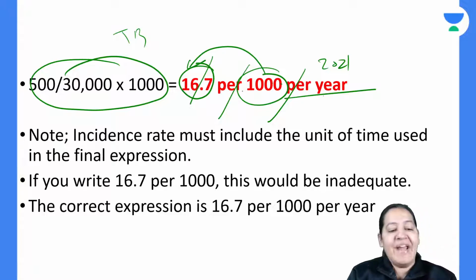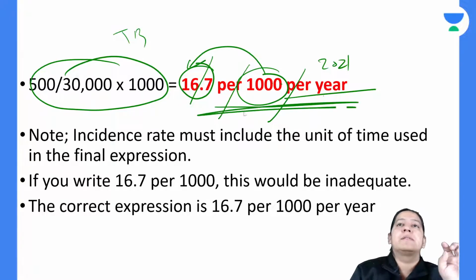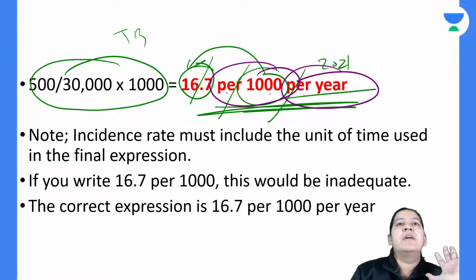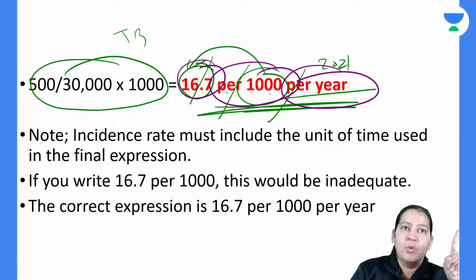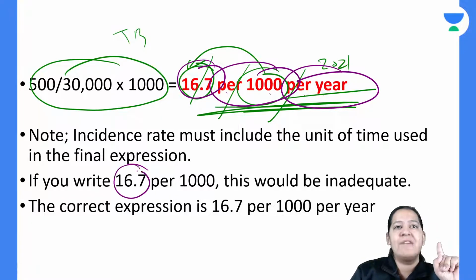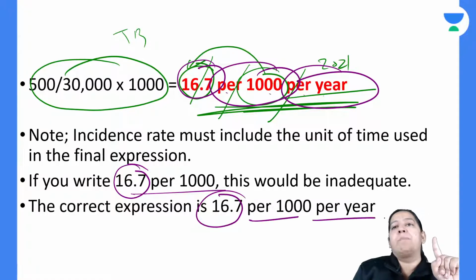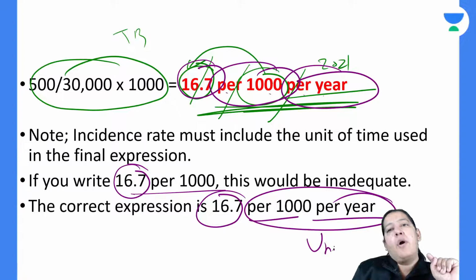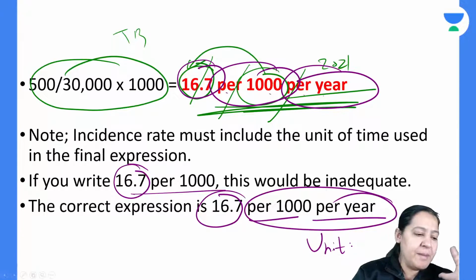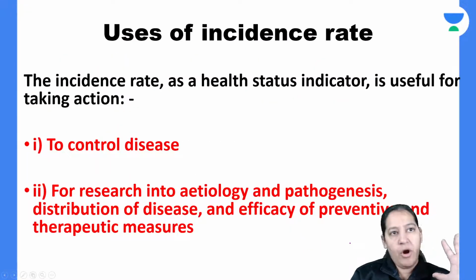So this is the unit. You can say this is the unit of incidence. The unit of incidence is per thousand per year. So you can't write only 16.7, if you have written only 16.7, your answer is wrong. The correct answer is 16.7 per thousand per year. So learn the unit of incidence also. Everyone give me a thumbs up. I'm really trying hard to explain you. Have you got it?